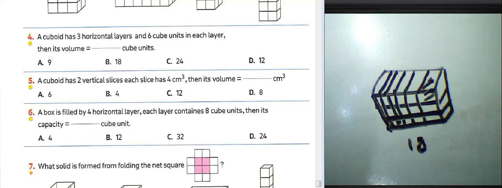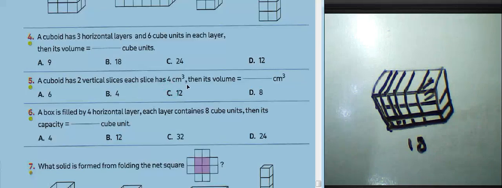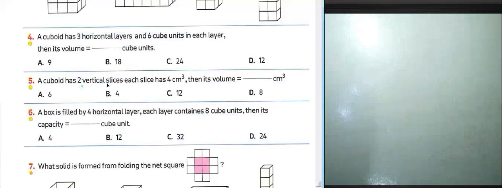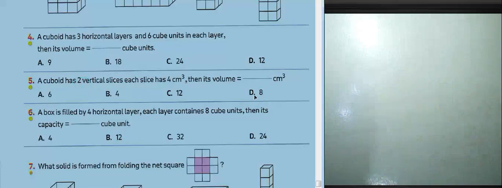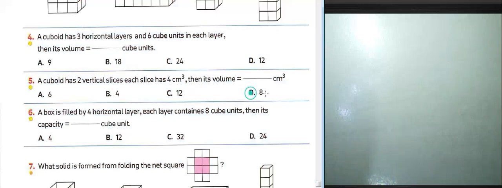Question number 5. A cuboid has 2 vertical slices. Each slice has 4 cubic centimeters in volume. The volume equals what? 2 times 4 equals 8. Write 8 here. Look at the 2 vertical sides. Each side has 4. Then 2 times 4 equals 8. We must choose letter D.